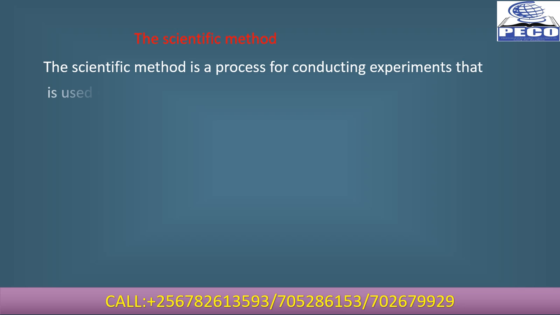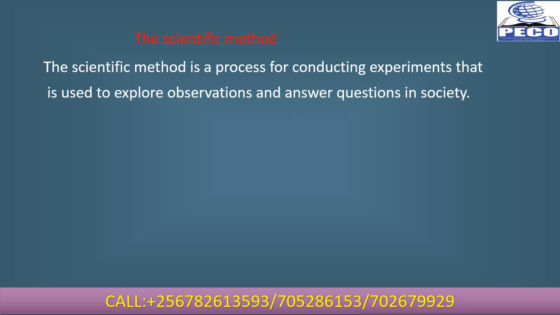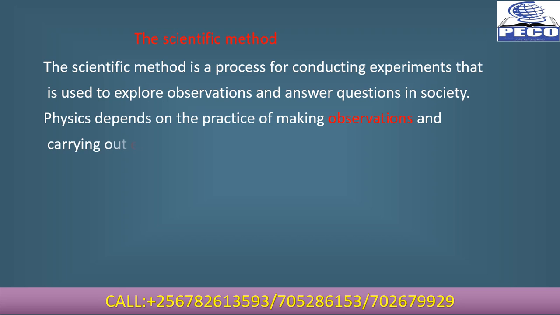So as I finalize, I want to look at the scientific method. The scientific method is a process of conducting experiments that is used to explore observations and answer questions in society. You have a problem, you think about the problem to get the solution. That is the scientific method. So physics depends on the practice of making observations. You observe and then carry out experiments.